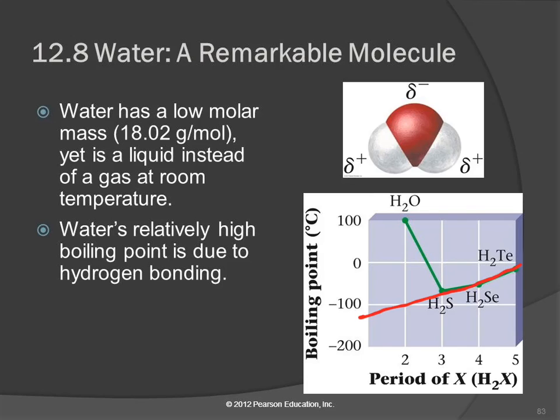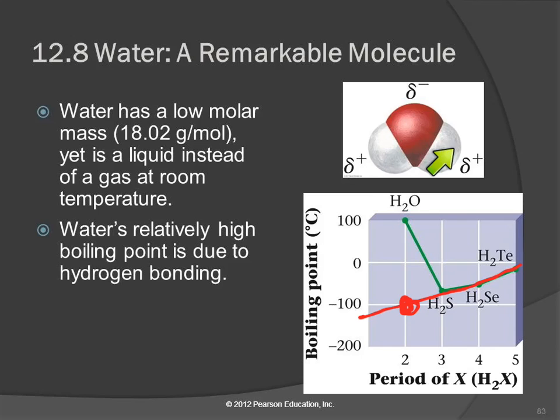You would expect that water would fall around here somewhere, about minus 100 degrees Celsius. If water boiled at minus 100 degrees Celsius, then at 25 degrees Celsius, it would be a gas, right? And yet it's not. Its boiling point is way up here, 100 degrees in the positive instead of the negative. And the reason that this boiling point is so high is because the intermolecular forces that hold the molecules together are unusually high, unusually strong.